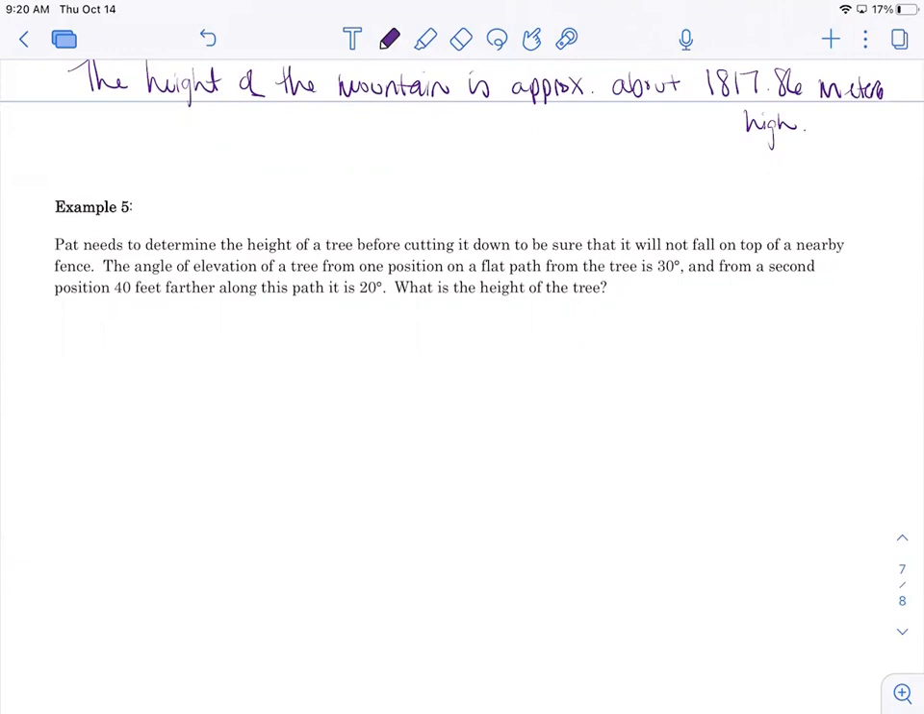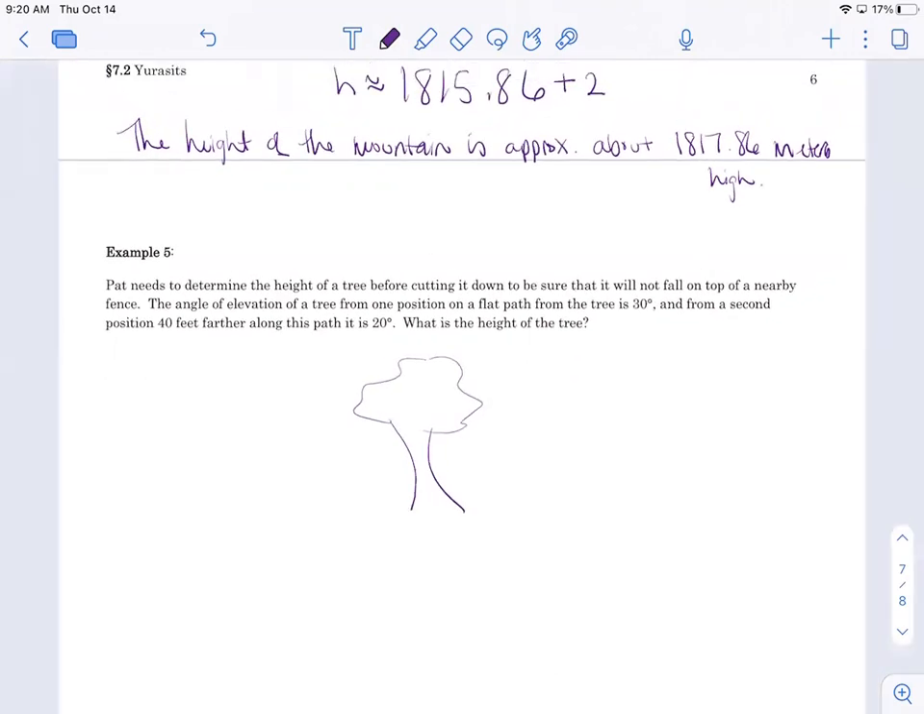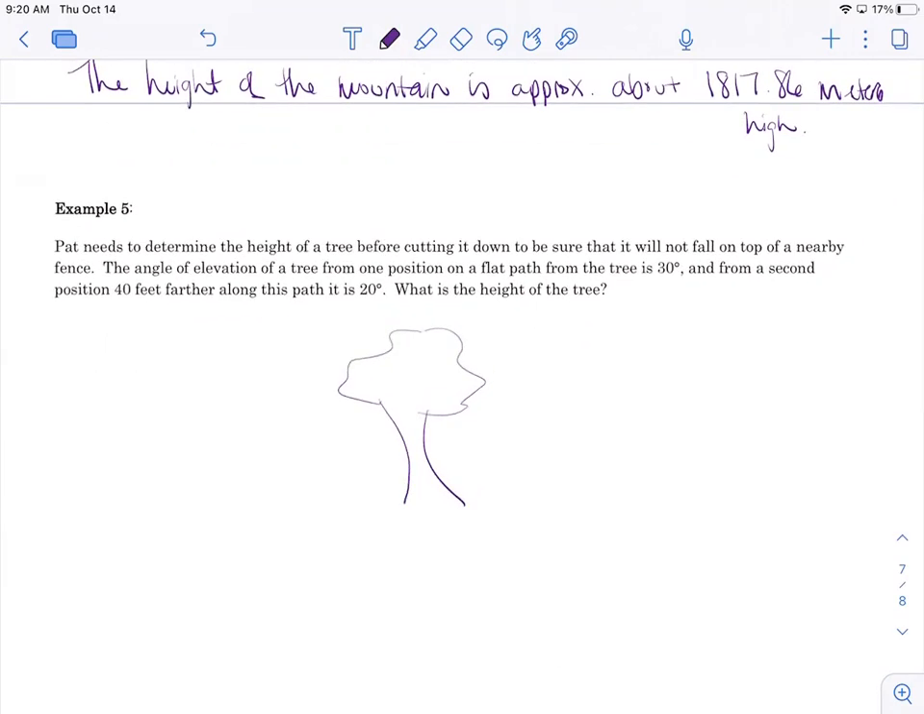So here's your tree. All right, so we want to know the height of the tree. So we have one sighting, and then we have another sighting. And again, when we talk about height, it's always perpendicular. Forgive that terrible bottom line. Let's make that look a little bit better.